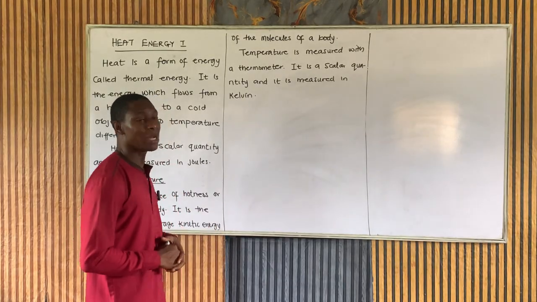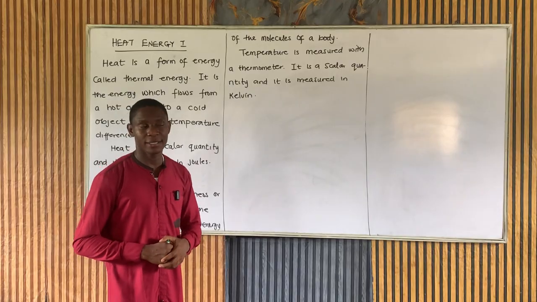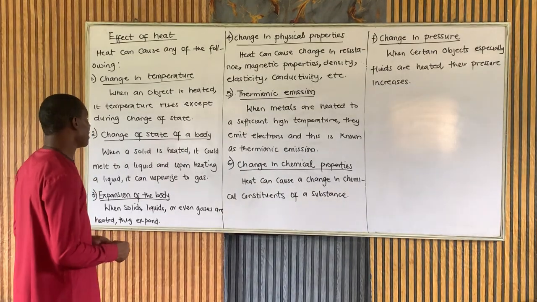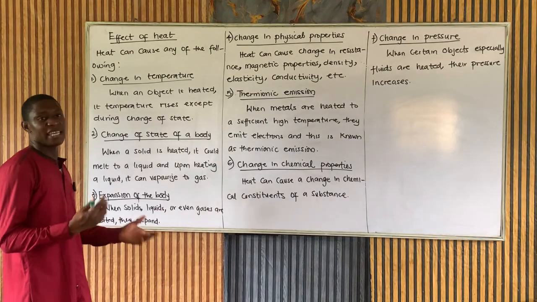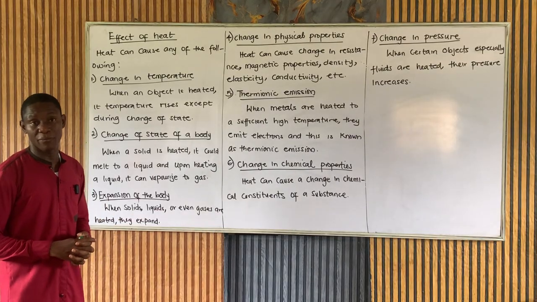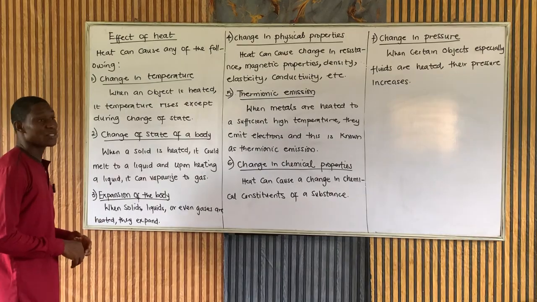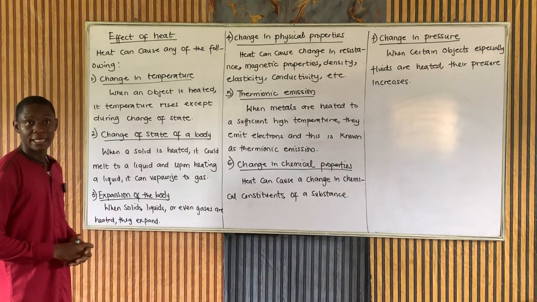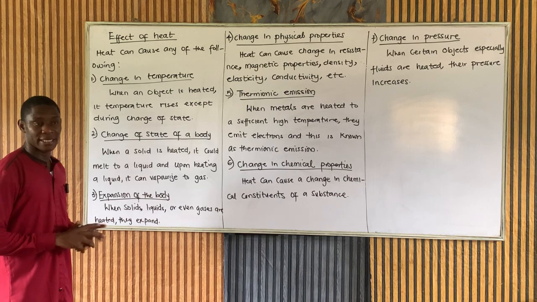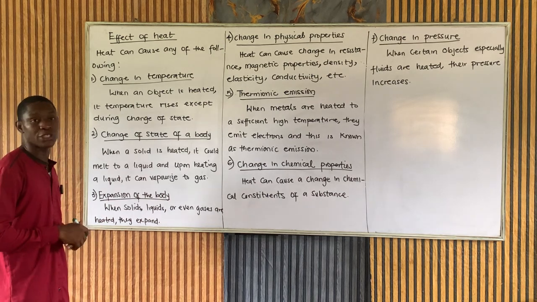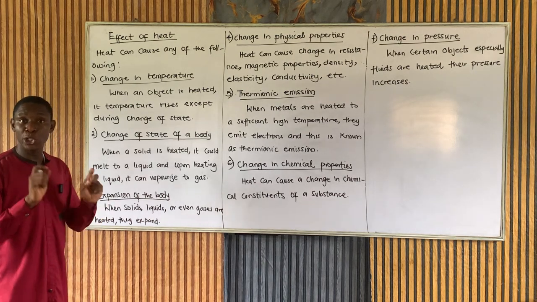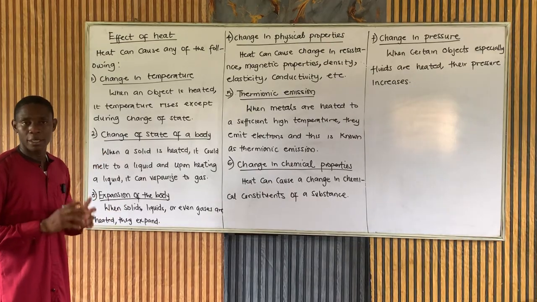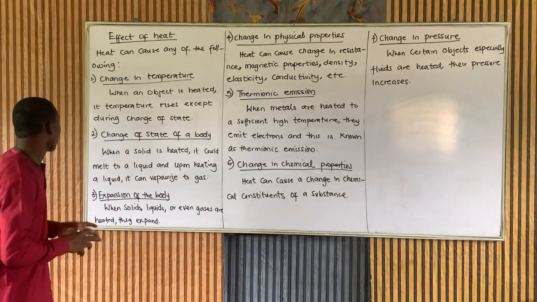So now we want to look at the effect of heat. Heat can cause any of the following. 1, change in temperature. When an object is heated, the temperature rises except during change of state, because during change of state, the temperature of an object remains constant.